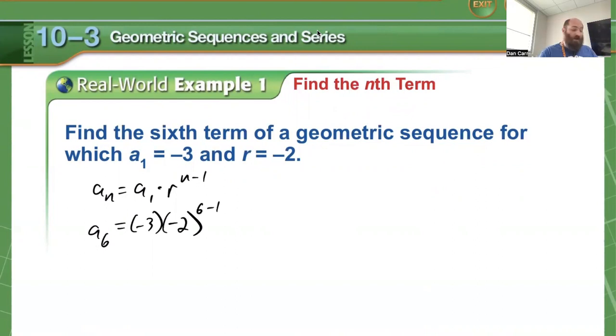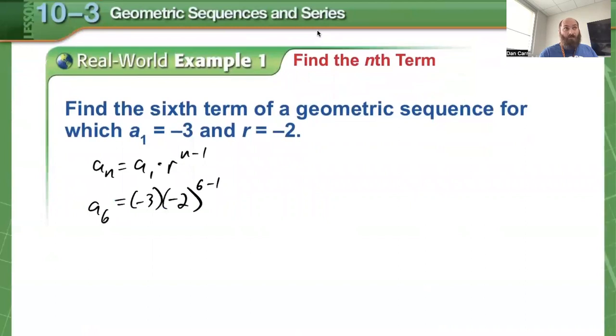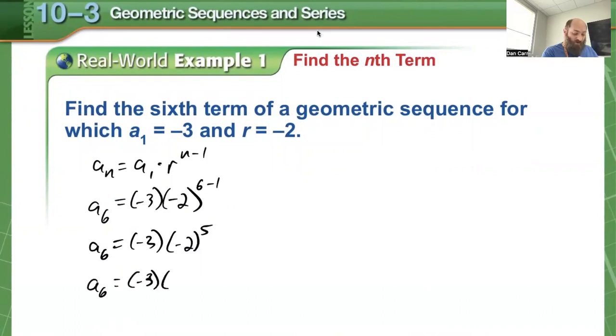So we get some weird stuff going on with our negative signs, and that's okay, because if you look at this geometric sequence, it would bounce back and forth between positives and negatives. A sub 6 is equal to -3 times -2 raised to the 5th power. Since it's raised to the 5th power, that -2 is going to stay a negative sign overall. So that'll be -3 times -2 to the 5th, which is -32. Okay, and then my last thing is to multiply that by -3. So a sub 6 is going to be -32 times -3, or 96. Okay, so that's my sixth term in this sequence.